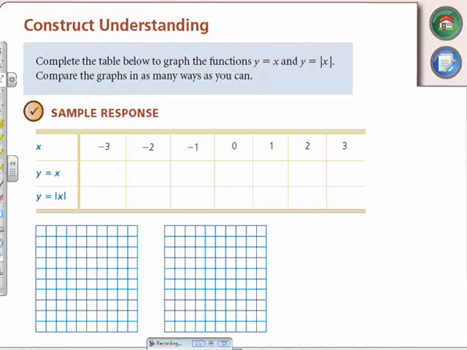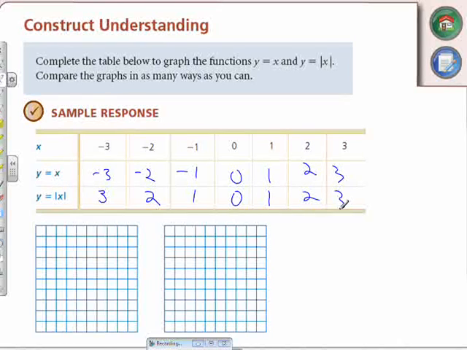Table of values here. If the x is these ones across the top, what's the y value? Y equals x. Well, just plugging it in, it's going to be negative 3, negative 2, negative 1, 0, 1, 2, 3. But if we look at the absolute value now, and we plug that in, the absolute value of negative 3 is positive 3. Absolute value of negative 2, positive 2. Positive 1, 0, 1, 2, 3.